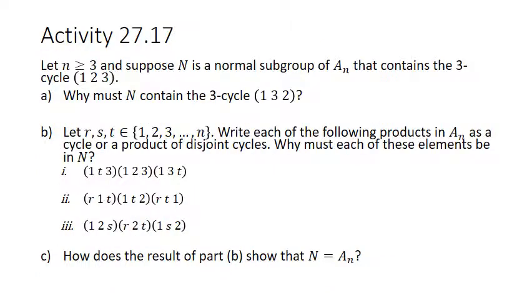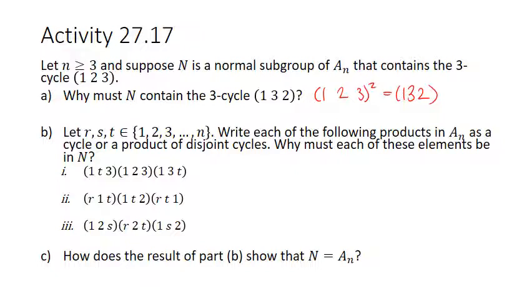Okay, so let's go over the answers to the activity. So let n be greater than or equal to 3, and suppose N is a normal subgroup of AN that contains the 3-cycle (1 2 3). So why must N contain the 3-cycle (1 3 2)? So I hope you've actually worked with S3, the symmetric group on 3 elements, enough at this point to know that (1 2 3) squared is actually (1 3 2). So that's the answer, because if (1 2 3) is in the subgroup, then of course all of its integer powers must also be in the subgroup.